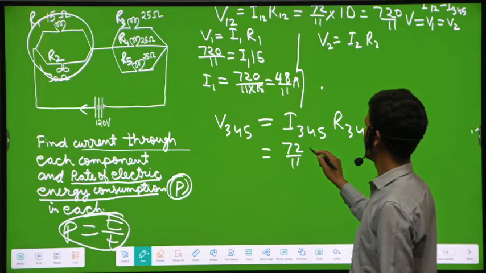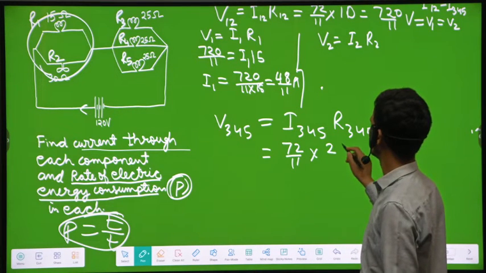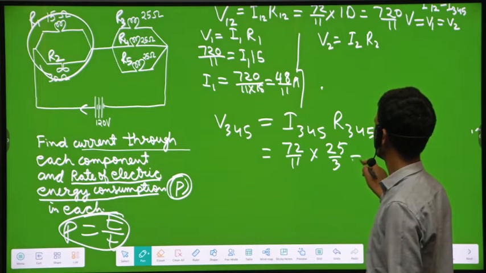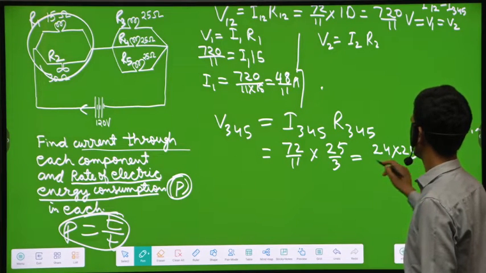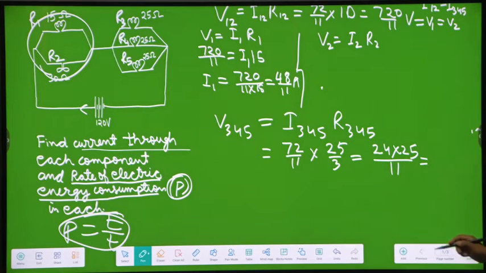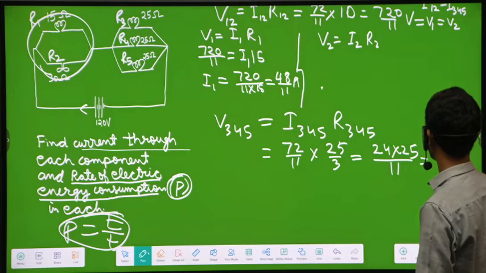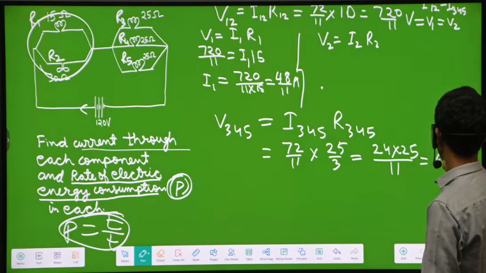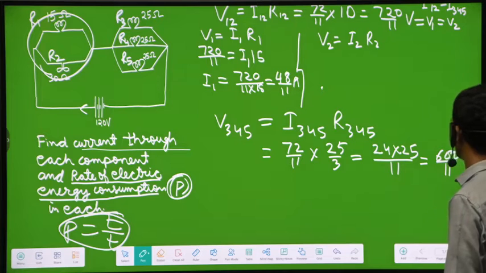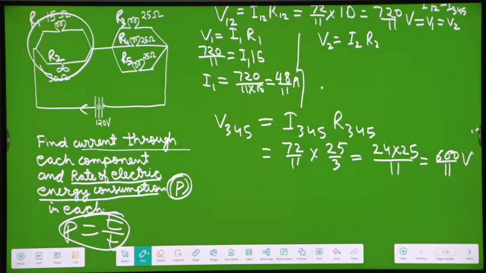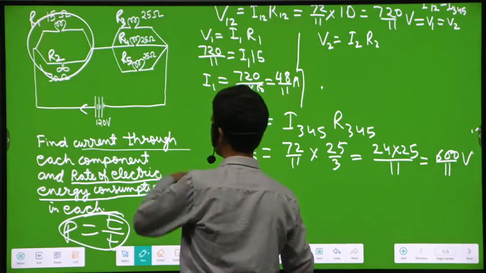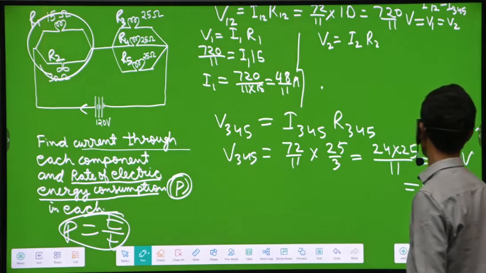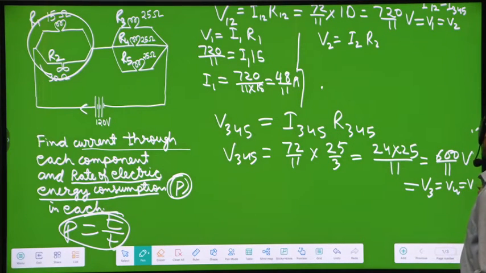And R345 is 25 by 3. So it will be, 24 will cancel, multiply by 25 divided by 11. So it is getting tougher and tougher. 600 by 11 volt. Okay, here it is, V345. And in parallel, voltage remains the same. So this is the same V3, V4 and V5.